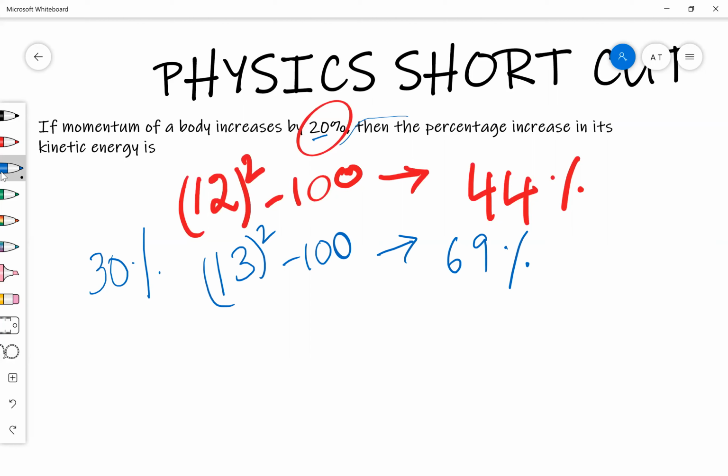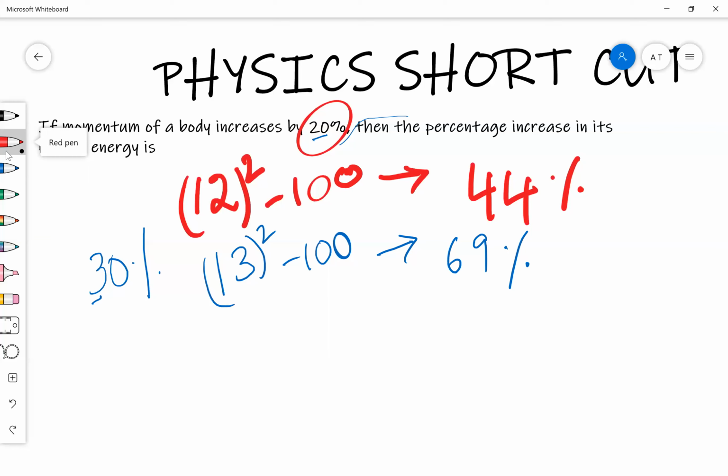Again, let me explain here. Here, 30%: just before 3, place 1, square it, 13 squared, minus 100. 13 squared is 169, minus 100. So further, if you continue, just keep the entire calculation in mind. Don't keep it on paper.